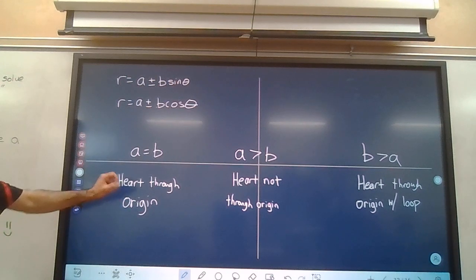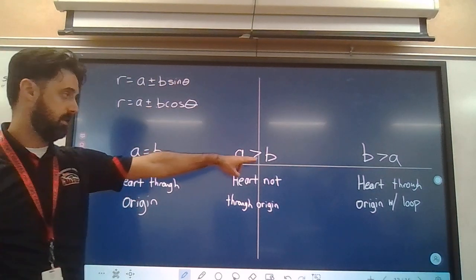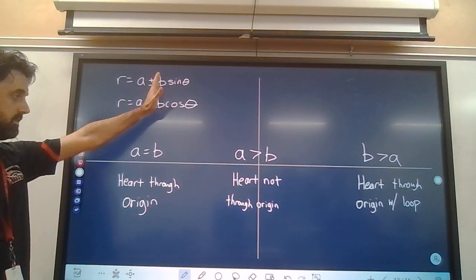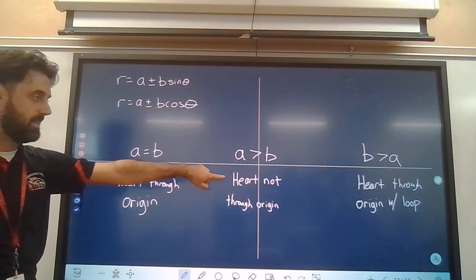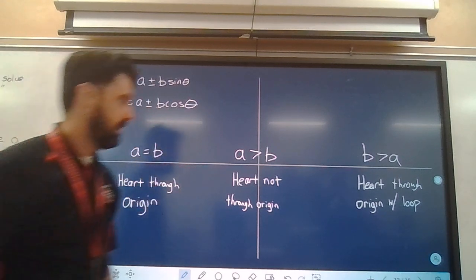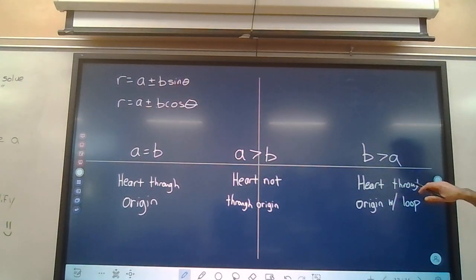Okay, you actually bounce off the origin when it's like this. If a is greater than b, so the first number is bigger than the second, again, these are always positives, it is going to be a heart, but it's not going to go through the origin. And I'll show you what that looks like in a minute. And then if b is bigger, it's a heart that goes through the origin with an inner loop. Okay, it's like a circle on the inside.